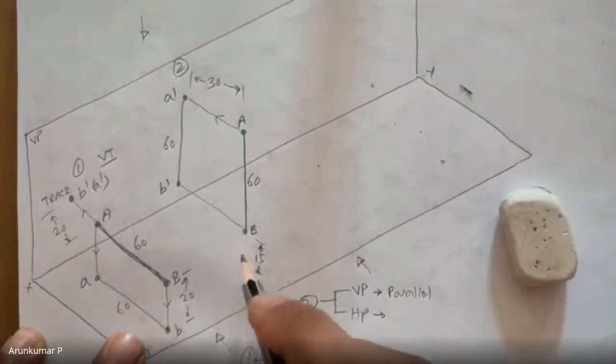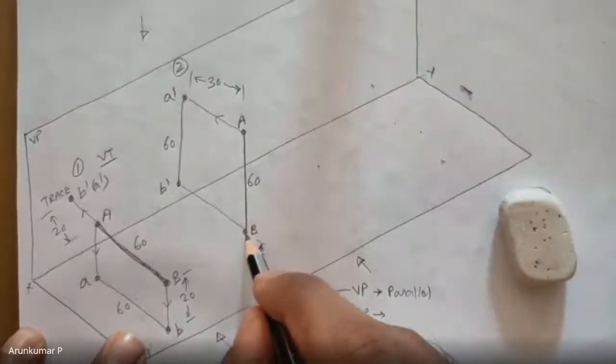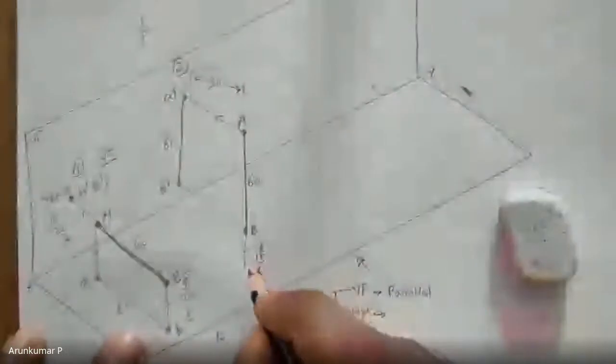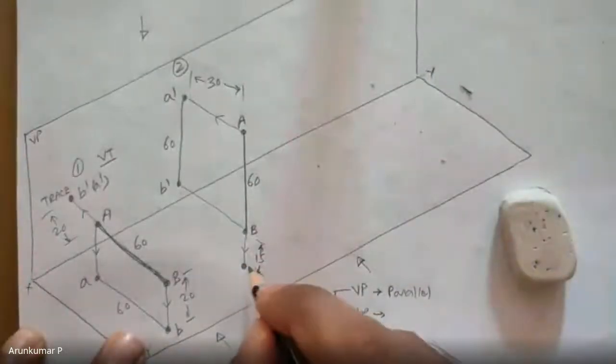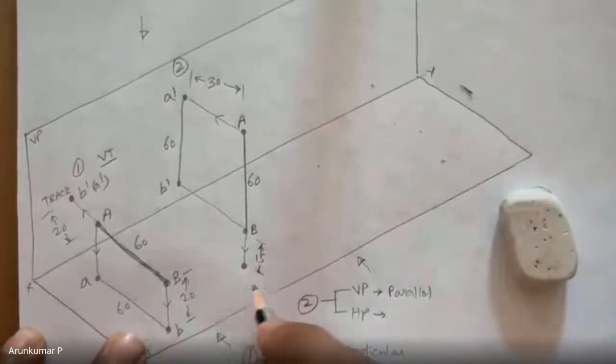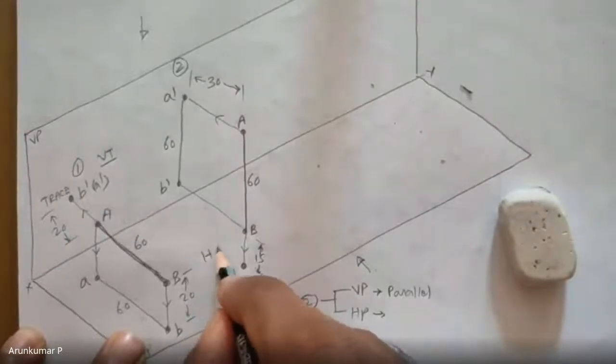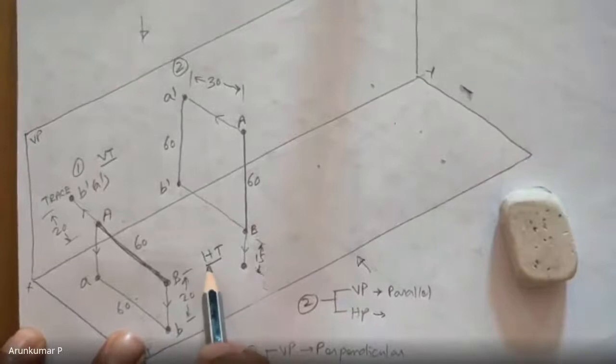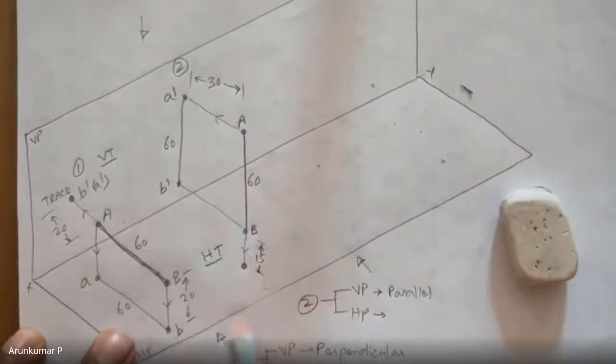Okay. How about HP? If I project the line onto HP, then again I'll get a point here, which is an HT. What is an HT? Horizontal trace. Why horizontal? Because it is on the horizontal plane HP. The trace is on the horizontal plane, so I call it a horizontal trace.